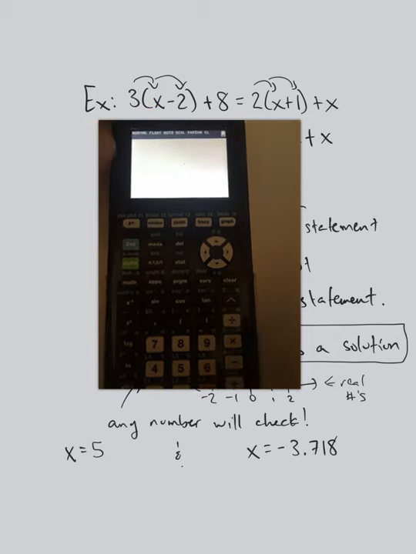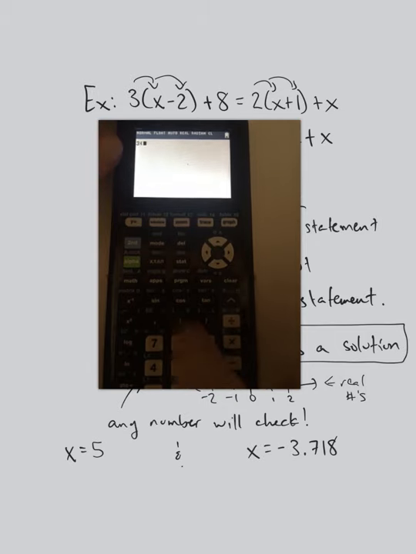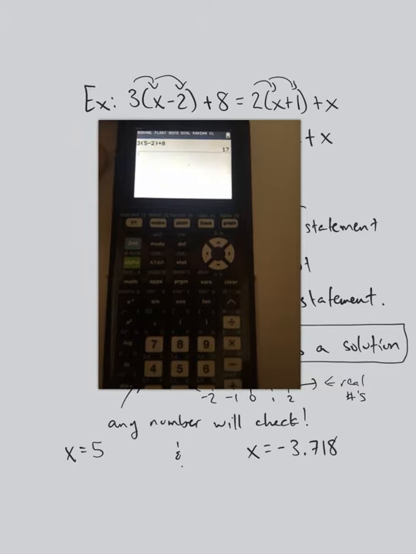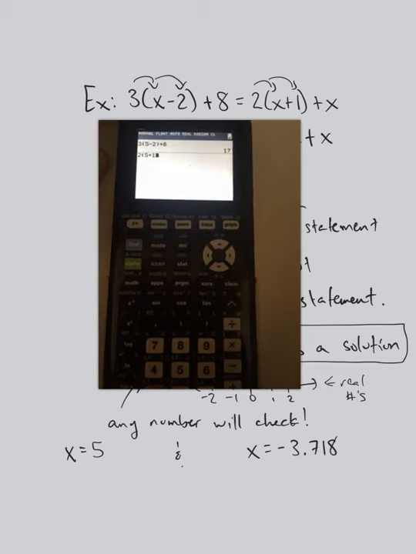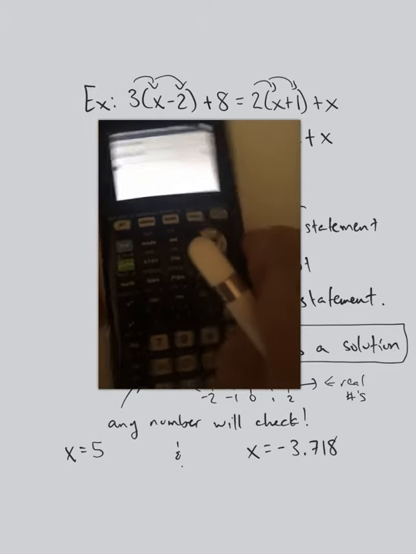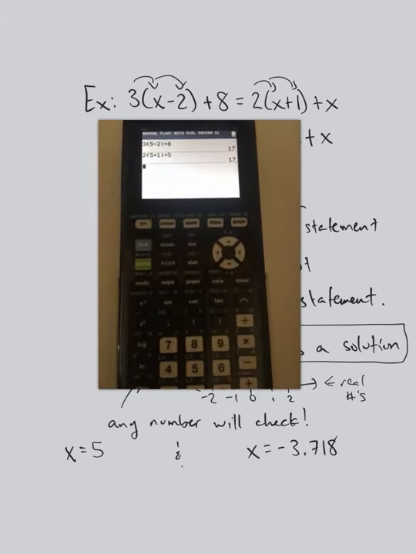Over on my left side, I have 3 parentheses, 5 minus 2, plus 8. That's the left side, and I get 17. Now if I plug it in over on my right, I have 2 times 5 plus 1, plus x, so that would be plus 5. It also gives me 17. So it looks like 5 is the solution, but it's not. There's actually more than one solution.